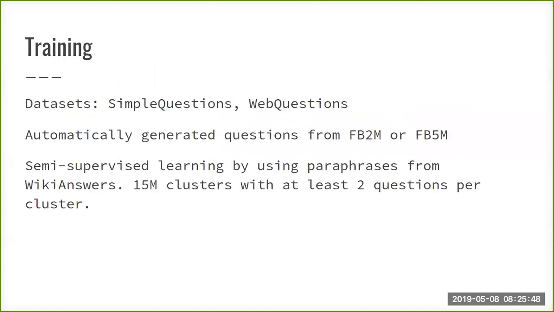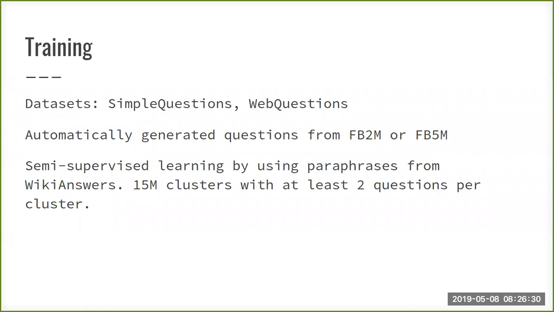For training, they train on quite a lot of things. They first train on these simple questions dataset that they talk about. Then they also have this WebQuestions dataset that was used for evaluation of some previous work, so they could compare the results. And they also generate quite a lot of questions from the extract from this Freebase. So 2M means there are 2 million facts, 5M means 5 million facts. And they also do some semi-supervised learning where they kind of refine their embeddings.